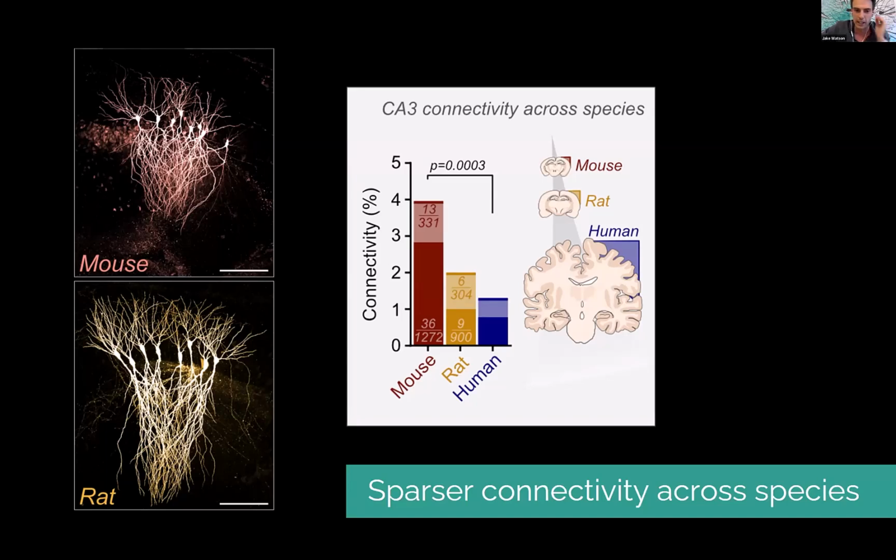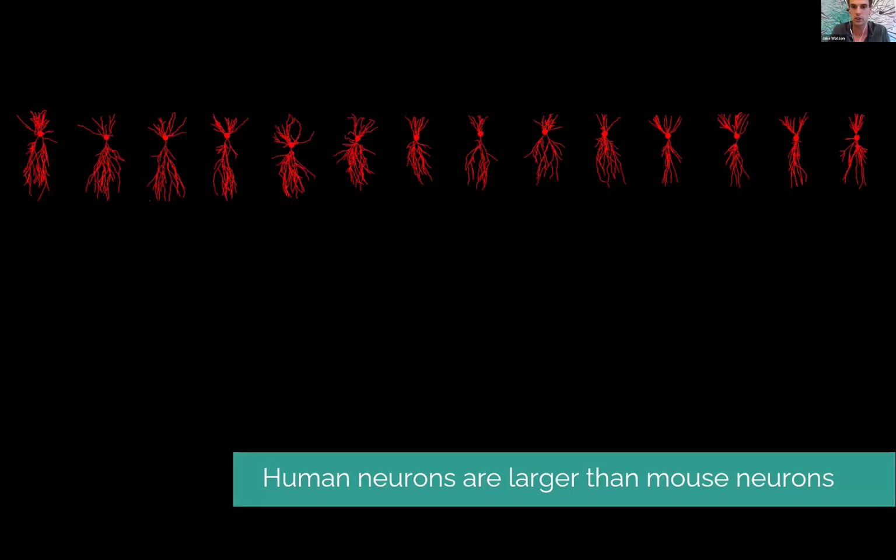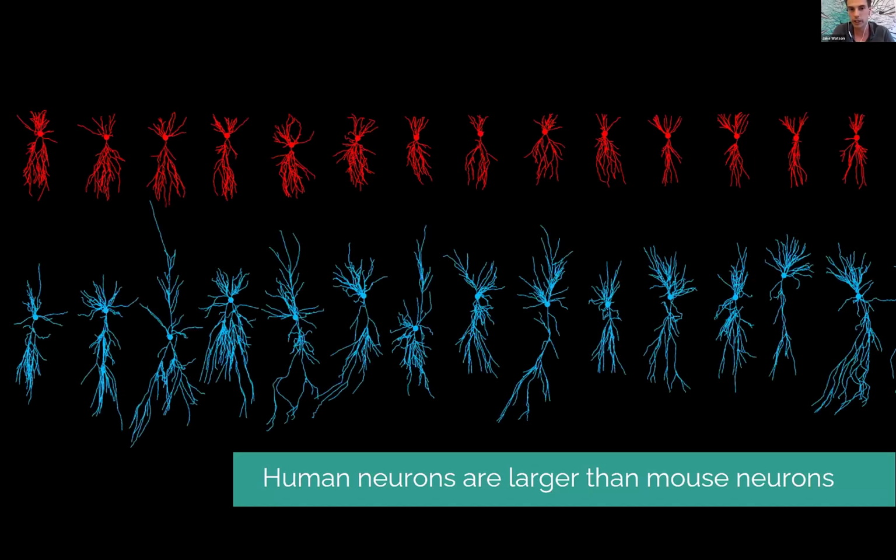Why is that? And hopefully in the experiments that follow, I can convince you that one, it's interesting, and two, it's meaningful for circuit computation. So can we make sense of this? The first thing to do is look at our cells. This is an array of mouse neurons, mouse CA3 neurons, and here's an array of human CA3 neurons. And the first thing to say is human neurons are larger.